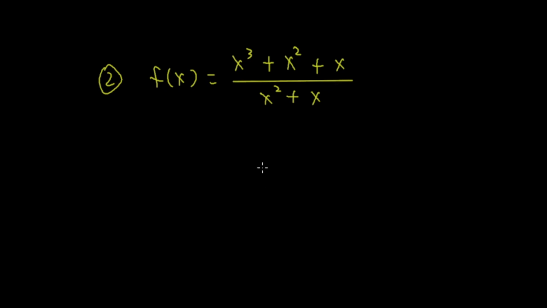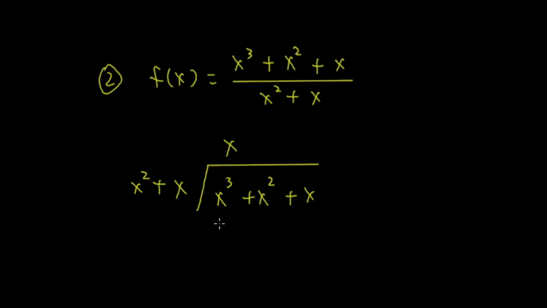How do we find the oblique asymptote? Let's do the long division again. x cubed plus x squared plus x divided by x squared plus x. Now, I should put x here, right? x times x squared is x cubed. x times x is x squared. Now, x cubed minus x cubed is 0. x squared minus x squared is 0. x minus 0 is x.